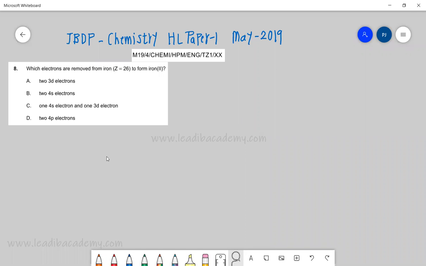Okay, let's look into question number 8. Which electrons are removed from iron, Z equal to 26, to form the iron 2+ ion? So what they are asking is which electrons are being removed.